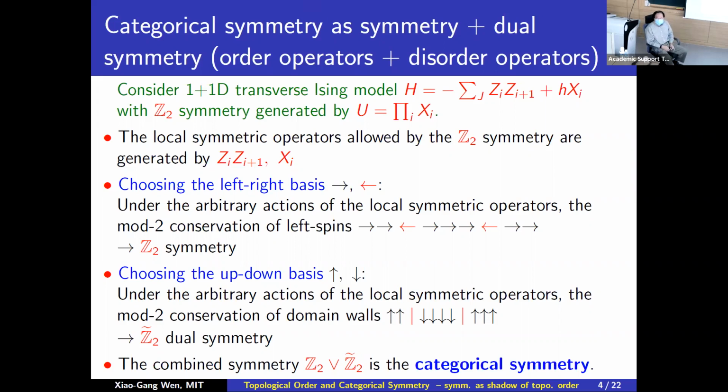So in the last lecture, we talked about this symmetry and the dual symmetry. Basically, it's the order operator and the disorder operator. And so in particular, for a system with an ordinary symmetry, it always has a dual symmetry. And the issue is how to see both symmetries explicitly.